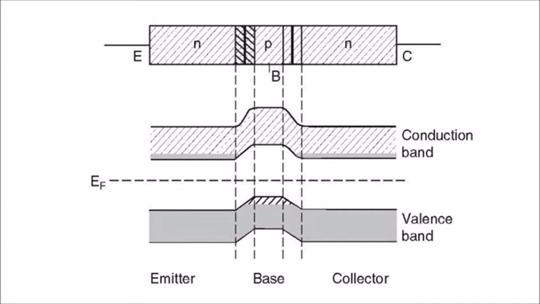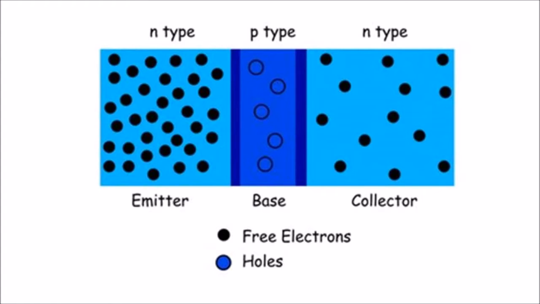The NPN transistor has two PN junctions. One junction is formed between the emitter and the base, and this junction is called the emitter-base junction or emitter junction. The other junction is formed between the base and the collector, and this junction is called the collector-base junction or simply the collector junction.